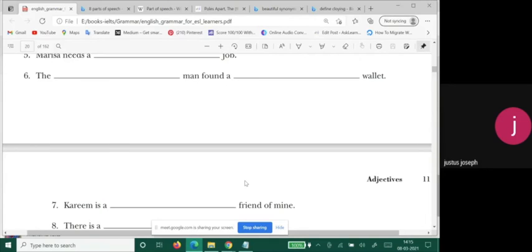Greedy man. Can I use poor man? The poor man found a heavy wallet. Okay. The downtrodden man, TRODDEN, downtrodden man found a heavy wallet. Okay. What else can you call a poor person? Dependent. No, not dependent. Poverty stricken. Helpless. Poverty stricken man. Okay.